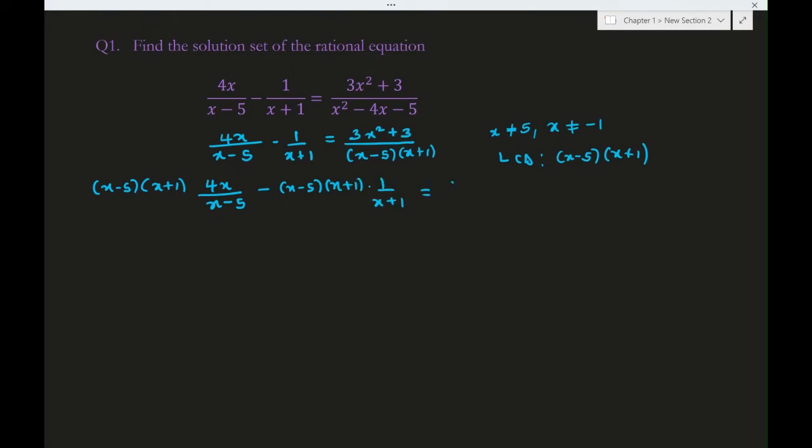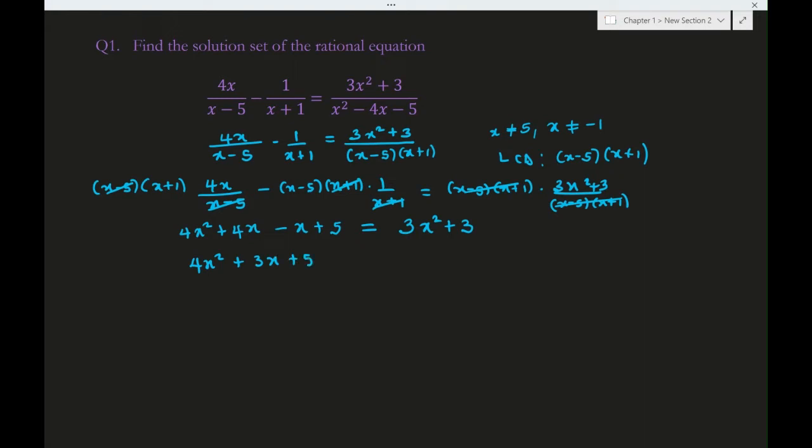So x minus 5, x plus 1, then times 3x squared plus 3 over the same. Now, this x minus 5 will go with x minus 5, and x plus 1 will go with x plus 1. So from the first term here, we just have 4x multiplied by x plus 1, so this will be 4x squared plus 4x. Then minus, what is left is just the minus x plus 5, equal to, on the right hand side, we're left with just 3x squared plus 3. So we can simplify this as 4x squared plus 3x plus 5.